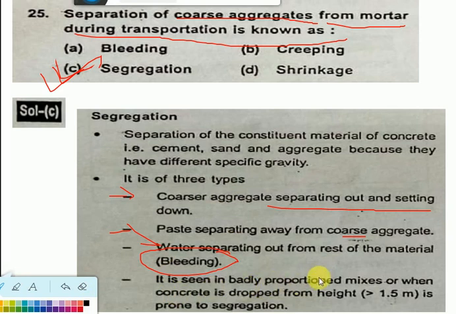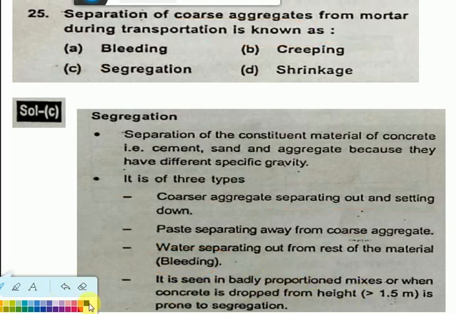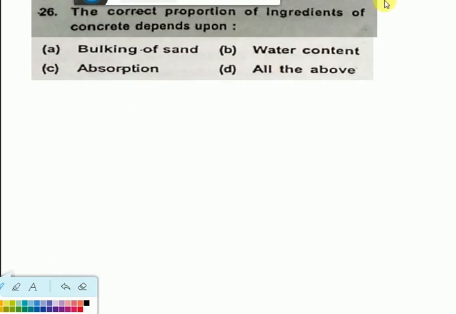So it is badly mixed proportion. You have to remember this question. We will move to the next question. The correct proportion of ingredients of the concrete depends on: bulking of the sand, or water cement ratio, or water absorption, or all of the above.